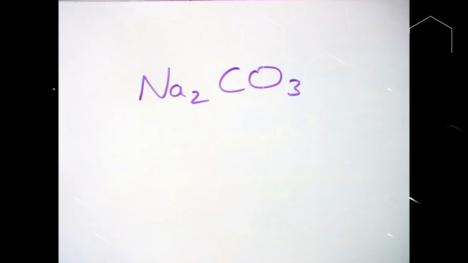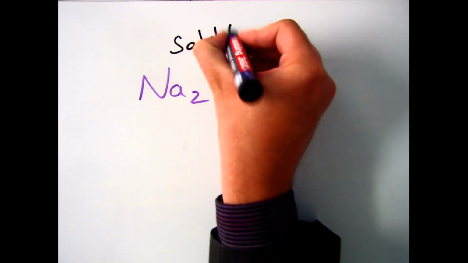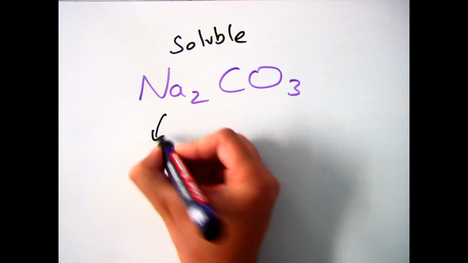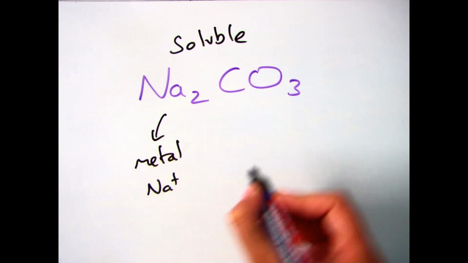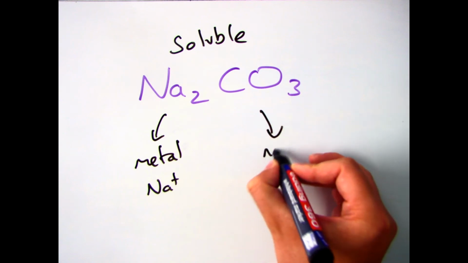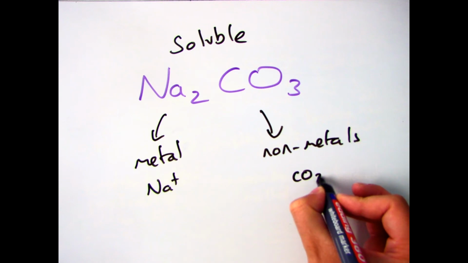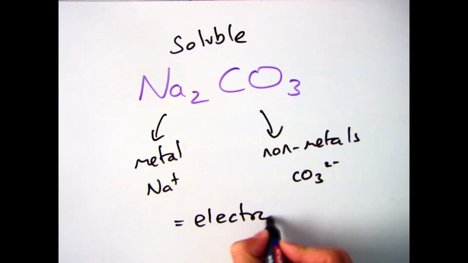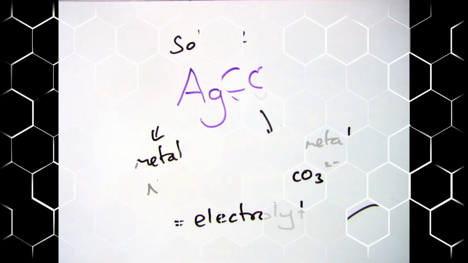So how do you know if something's an electrolyte? As long as you've got either the formula or the name, you can work it out. It also helps to know if it's soluble or not. Sodium carbonate, which I've got here, contains a metal, which is sodium, and a carbonate, CO3 2-, which is made up of non-metals. If I've got a metal and a non-metal, that is ionic. It is soluble, therefore it is an electrolyte. So you can melt it, you can dissolve it, and it will be an electrolyte.